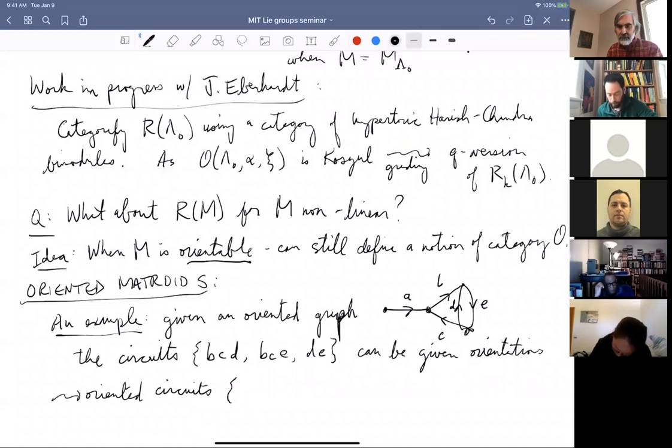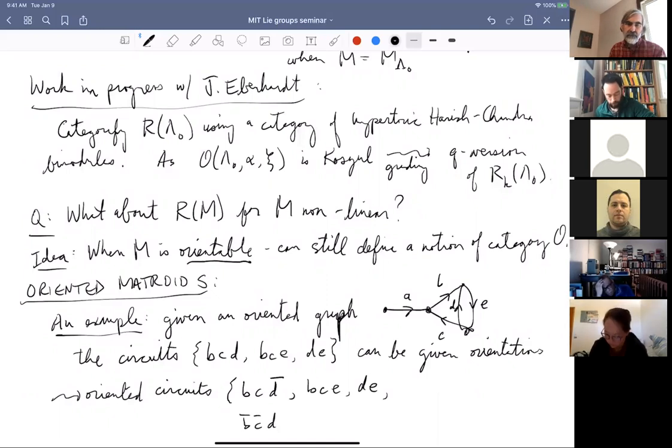So if we go around, say, the BCD circuit clockwise, then we get B. It's going in the same direction as B and C, but opposite direction to D. So we draw a bar over the D. For BCE, we see that it's going in the same direction for all of them. And DE, it's going in the same direction for all of them. We could also go around in the other direction, and then we get bars for the elements we hadn't barred before, and vice versa.